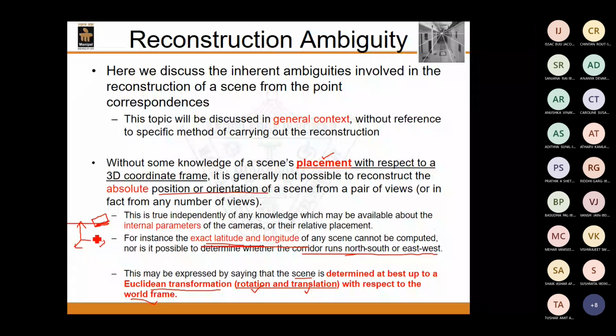What I'm trying to say is, let's say this is a world coordinate system and this was the actual scene that we were trying to reconstruct. We must have got an image like this. So it is reconstructed perfectly, but it may be a translated or a rotated version with respect to the actual world coordinate. That's all.